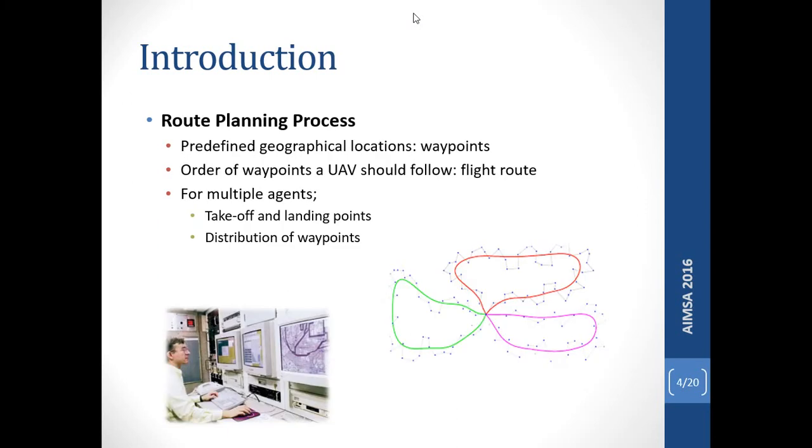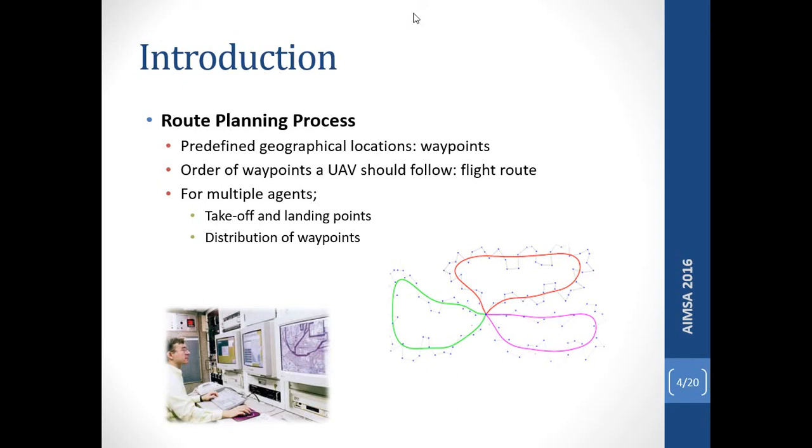In a typical aerial surveillance mission, a number of predefined geographical locations, which are also called waypoints, need to be traversed in a certain order by a UAV. And the order of these waypoints, which the UAV should follow, is called flight route. In order to minimize the energy consumption of the UAV, it is necessary to find the optimal flight route which provides the minimum total travel distance.